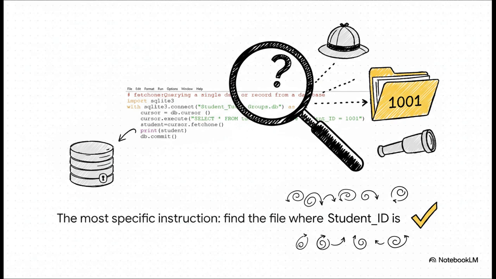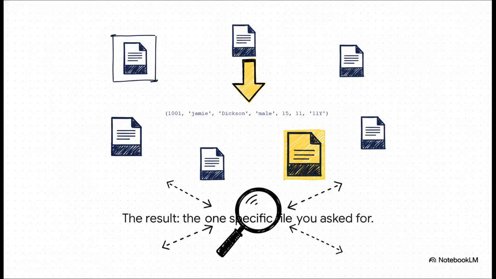So look at this instruction. SELECT * FROM tutor_groups WHERE student_id = 1001. This is the detective's dream, right? This is like knowing the exact case file number. There's no guesswork, you know exactly what you're after. And the result is just as beautifully precise. It's not a list of files, it's the file, the specific record for student ID 1001, Jamie Dixon. fetchone delivers exactly what you asked for. Nothing more, nothing less. It's just super efficient.